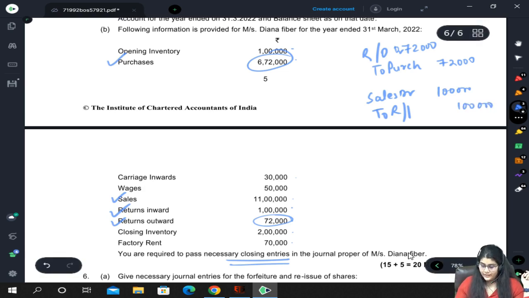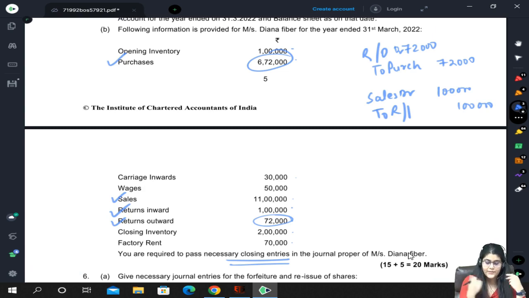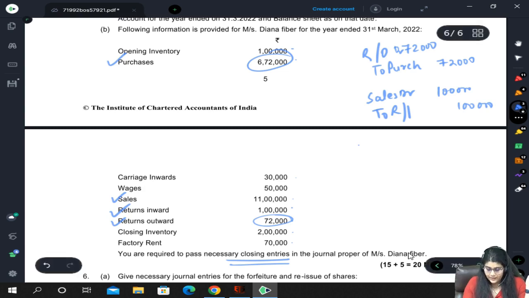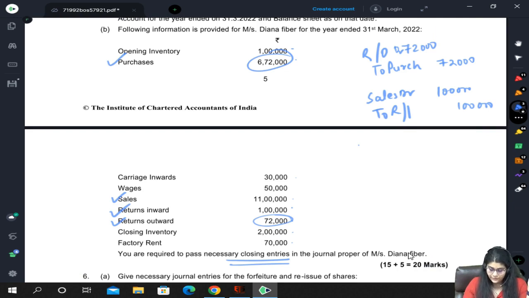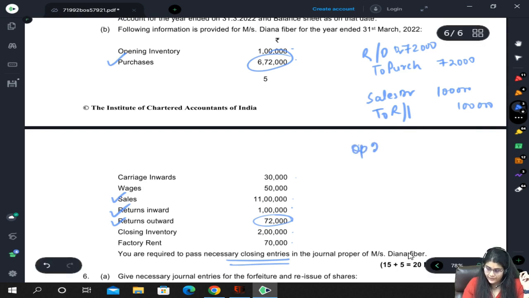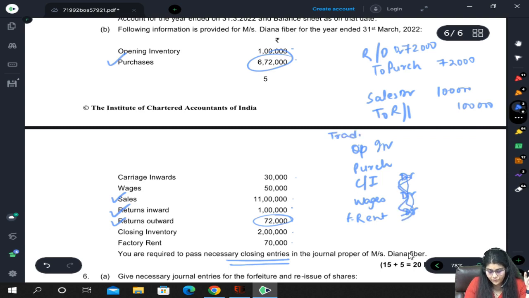Okay. Now, finally, we can start transferring everything to the trading account. How do we transfer to the trading account? First of all, let's take all the debit side items. Debit side items, we have opening inventory, we have purchases, carriage inwards, wages, and factory rent. All of these will go to the debit side. So basically, we have to credit these accounts and we have to debit trading account.